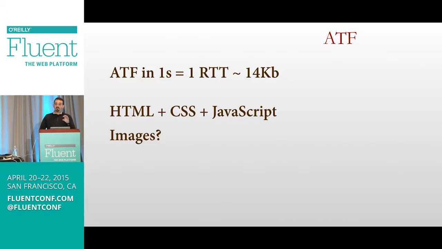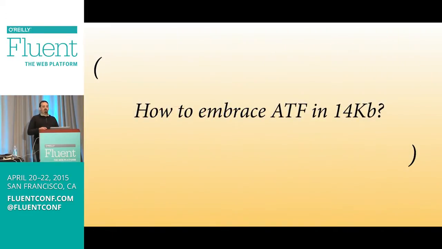Because images are non-blocking by default. So remember the stop signs? We have stop signs on JavaScript and on CSS, not on images. And if we are sending those images in the HTML, we are converting that image into a blocking image. So unless we are talking about small images, usually it's not a good idea to embed images on that first view. So how to embrace ATF content in 14K?